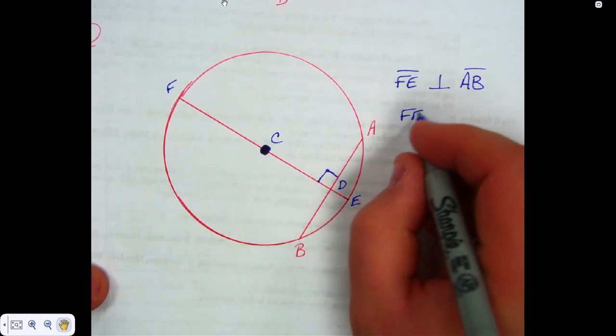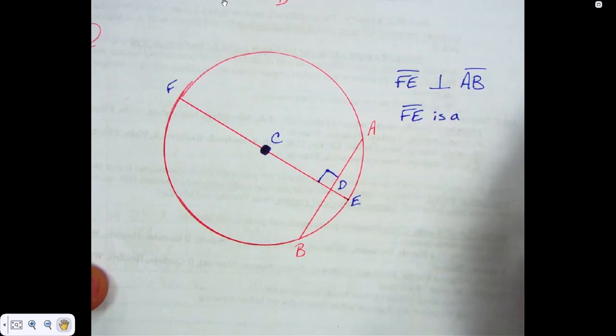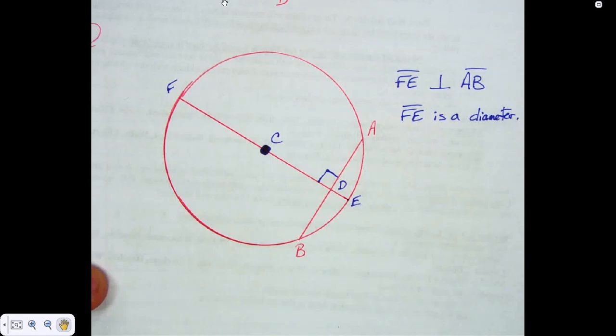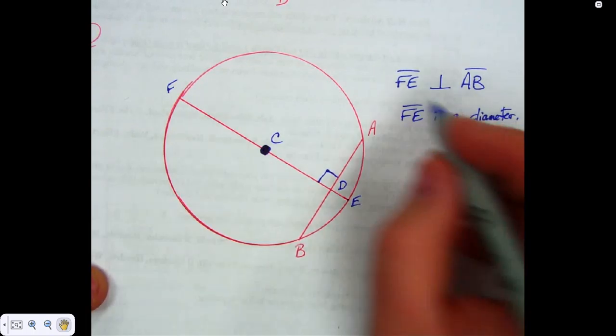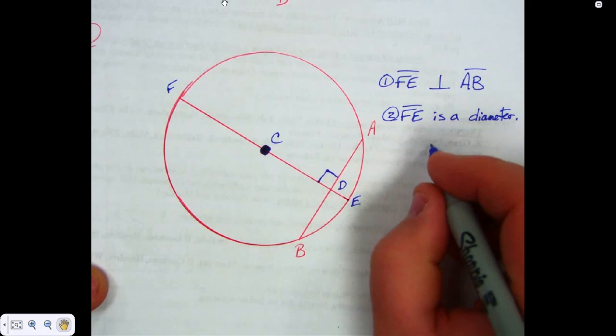We also, what could we call FE? Semicircle. No, FE is a segment. In no way is it ever a circle. Oh, diameter. FE is a what? Diameter. So we've got two things that I said were true.